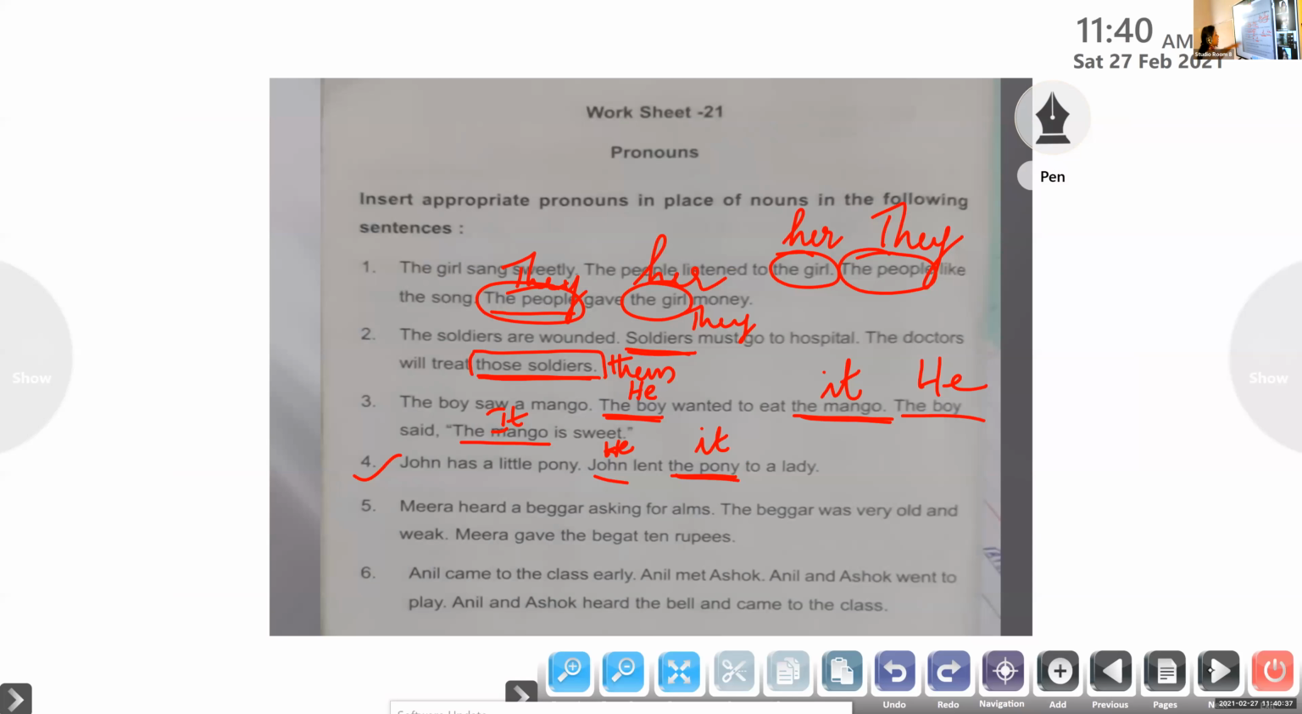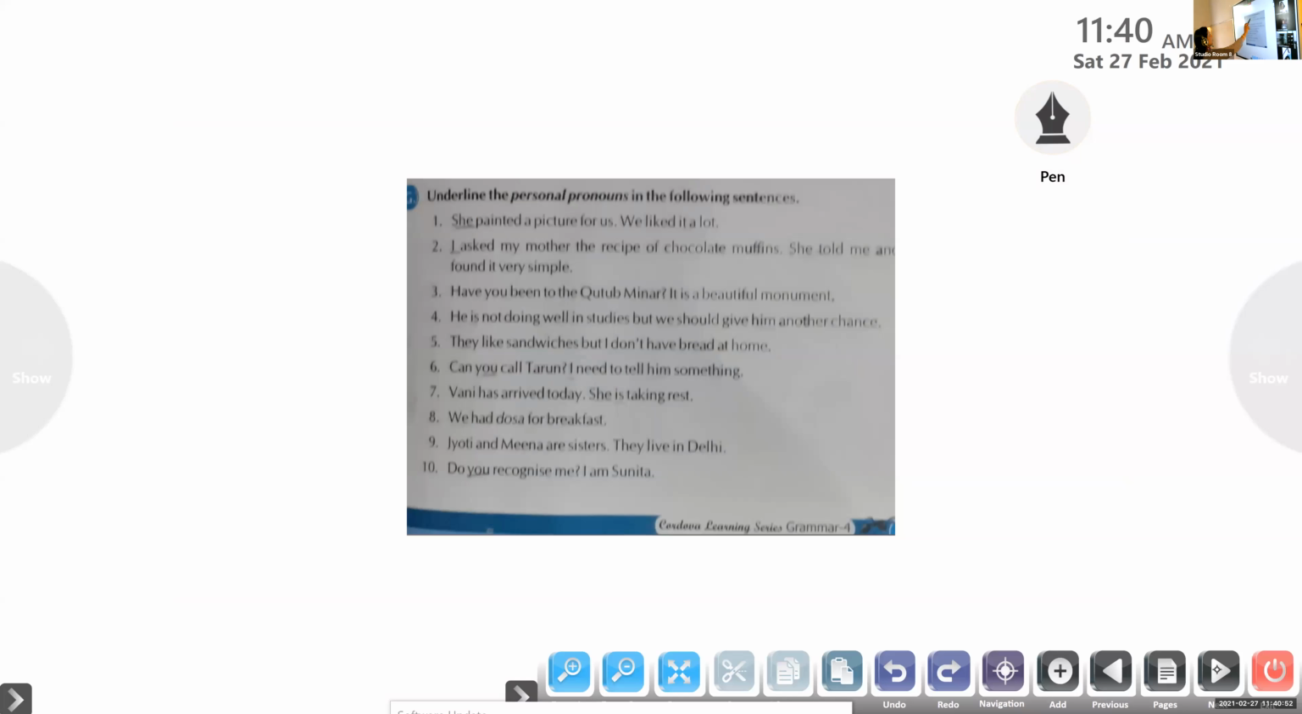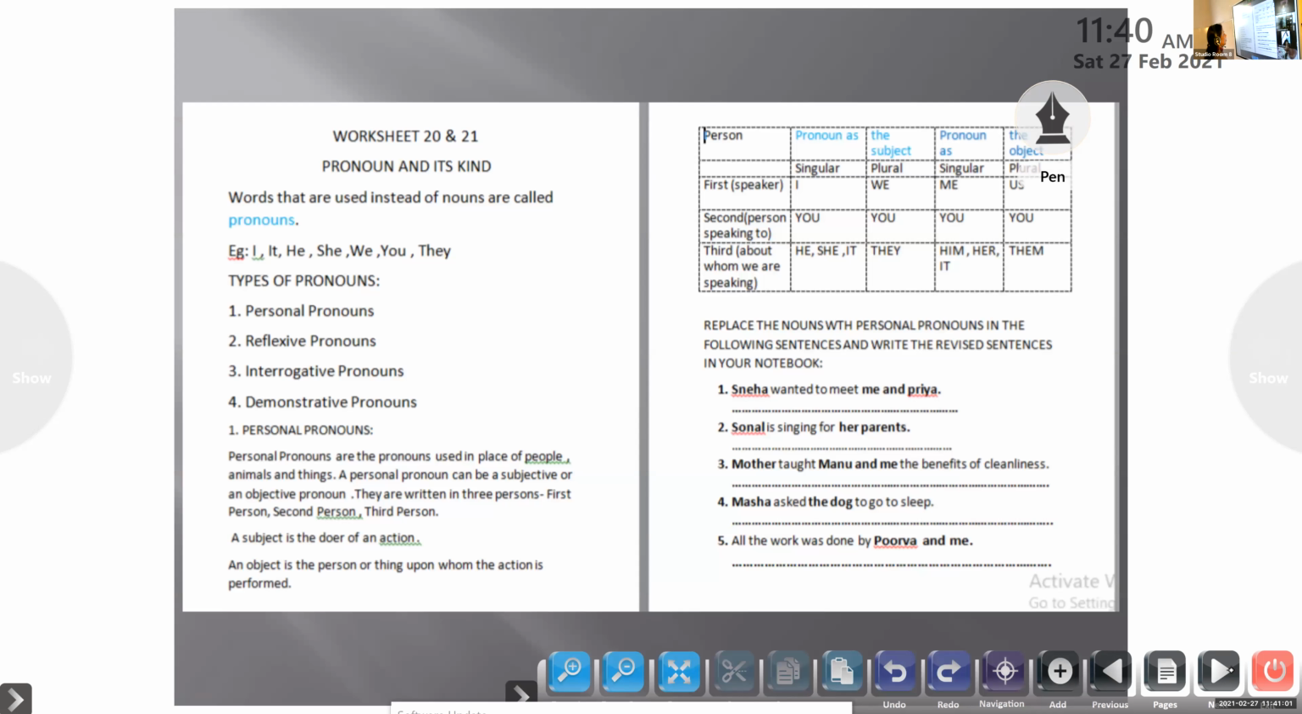Okay, so this familiar exercise will be asked. Now, you will be getting similar questions too. Okay, so underline the pronouns and write against each question the form of the pronoun. This question will not be asked. Underline, is it clear? So this is the question, children. Replace the nouns with the personal pronouns in the following sentences and write the revised sentence, that I've already told you. So you will be asked to replace the underlined words using appropriate personal pronouns.